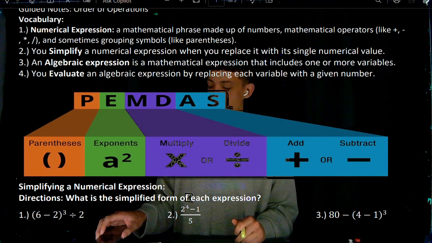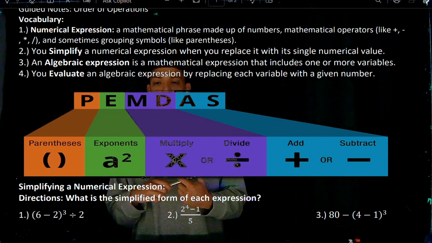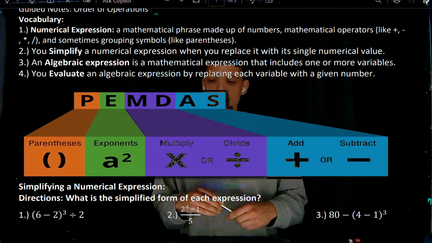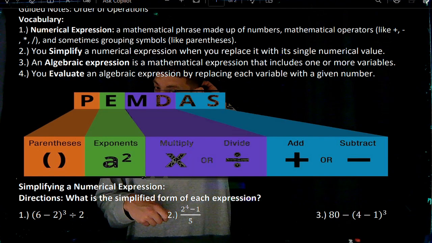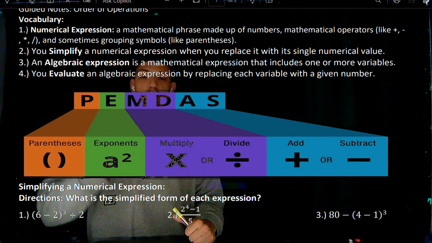So make sure you guys watch this video because this will be your lesson for today. Today we're going to be learning about order of operations. A couple vocabulary words before we jump into some actual example problems: numerical expression.